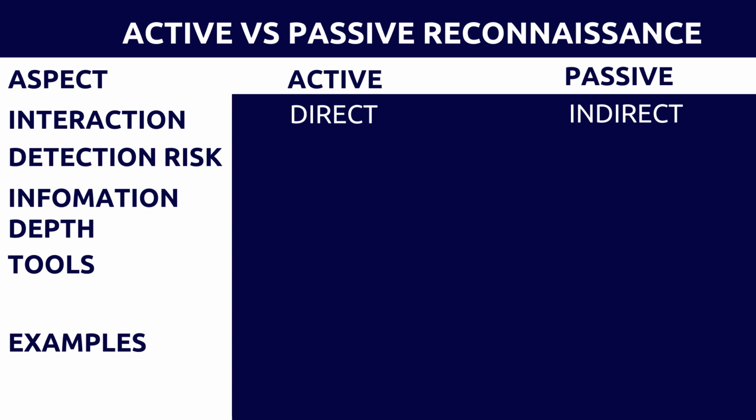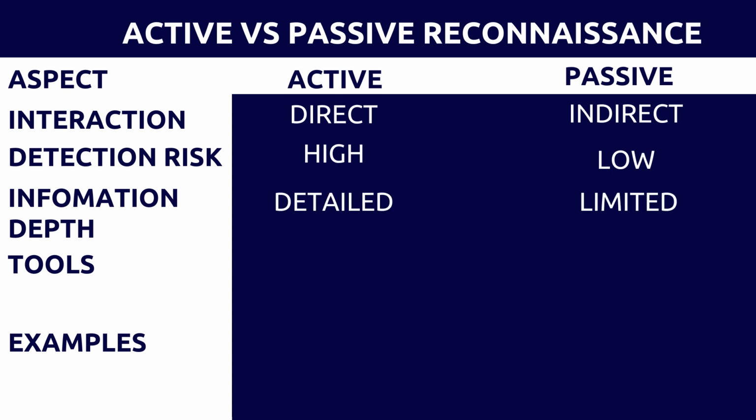Comparison of active and passive reconnaissance. In the aspect of interaction, for active reconnaissance, it is direct, while for passive, it is indirect. In the aspect of detection risk, it is high for active reconnaissance and low for passive reconnaissance. In the aspect of information depth, the information from active reconnaissance is detailed, while the information from passive reconnaissance is limited.